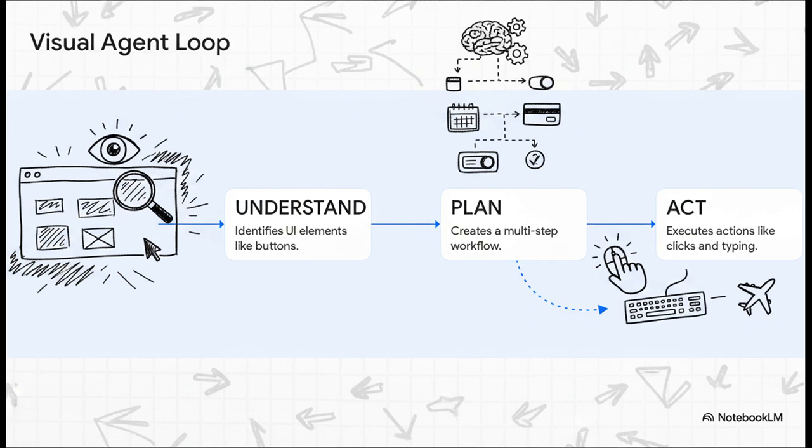First, the AI sees the screen. Then it understands the different elements. Okay, that's a submit button, that's a text field. Then it plans the steps it needs to take to do what you asked, like book me a flight. And finally, it acts. It literally executes the clicks, the typing, the scrolling. This isn't science fiction. This is built right into the model.